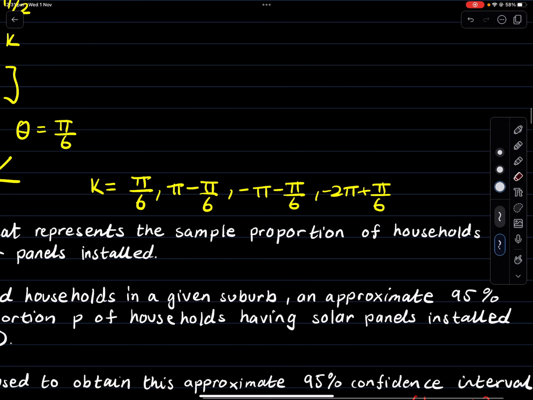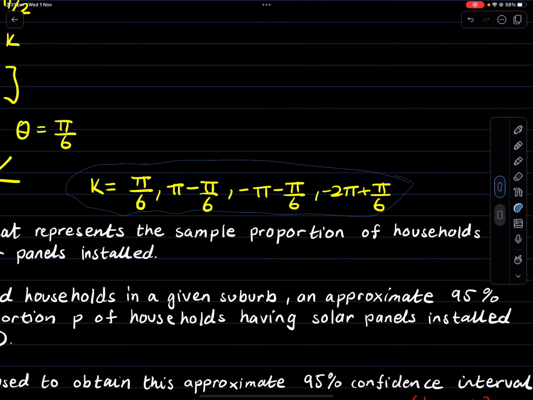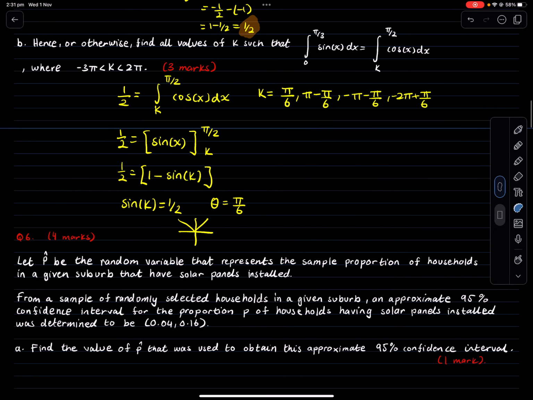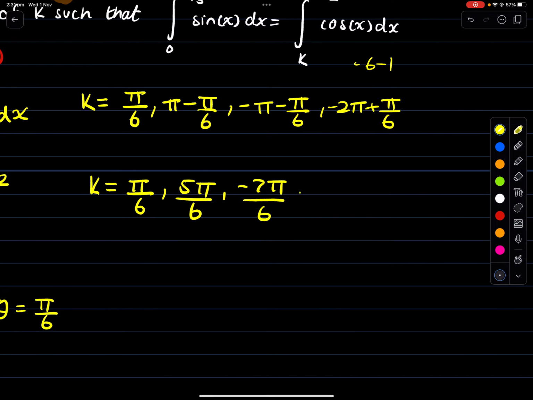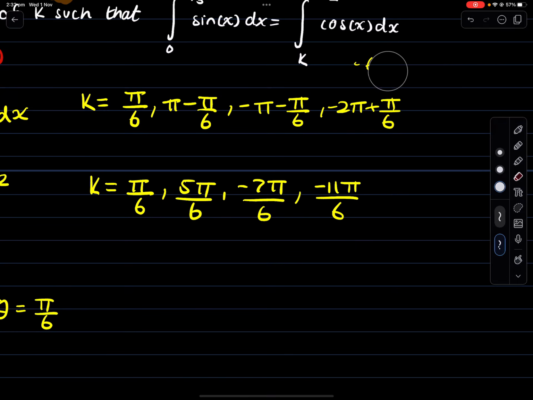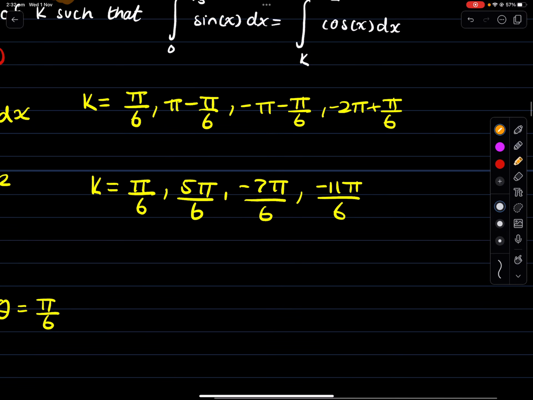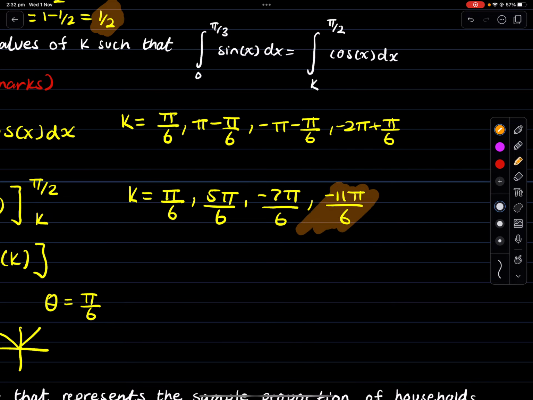So yeah, let's put those to the top and simplify them. So your k would be pi on 6. This one will be 5 pi on 6. This one over here, which is negative 6 minus 1, so negative 7 pi on 6. And this one will be negative 12 plus 1, so negative 11 pi on 6. These are your values of k. I hope they are right.